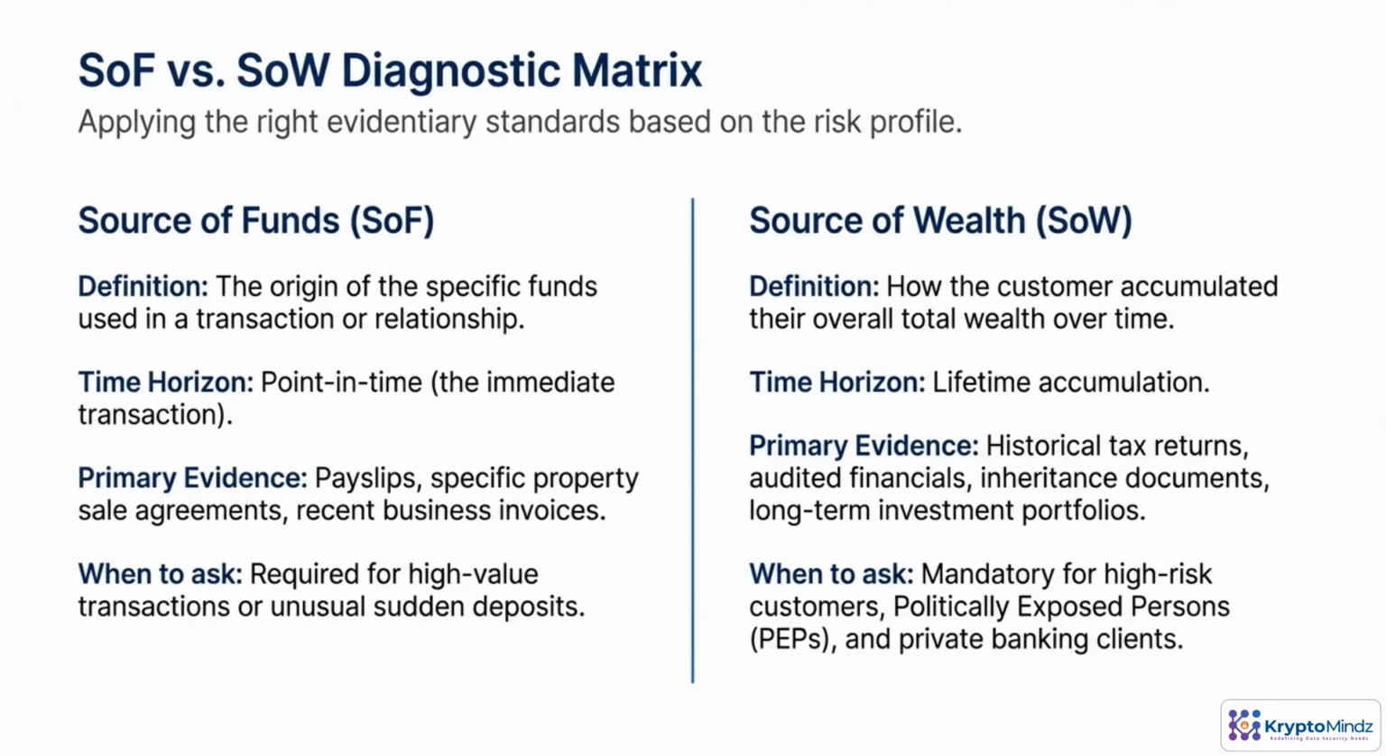Source of wealth looks at the bigger picture. How did this customer build their overall fortune over time? Here you rely on tax returns, audited financials, inheritance records, or long-term investments, and you focus on this more deeply for high-risk and private banking customers.